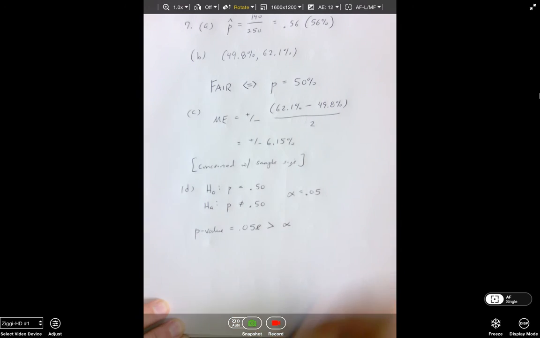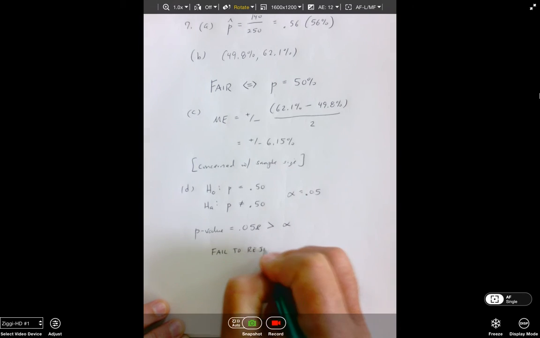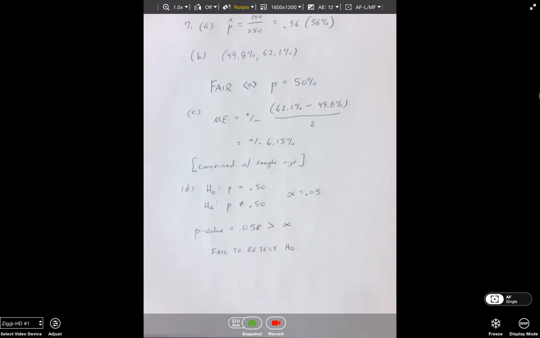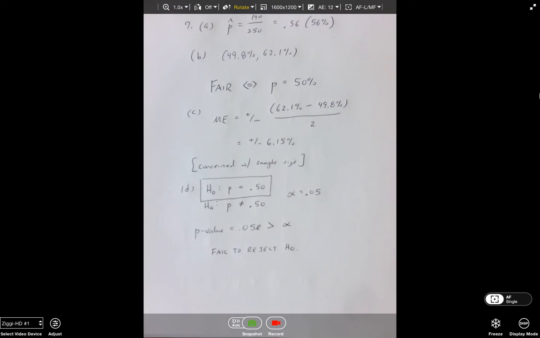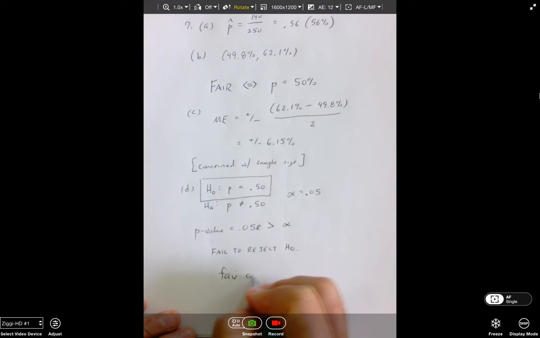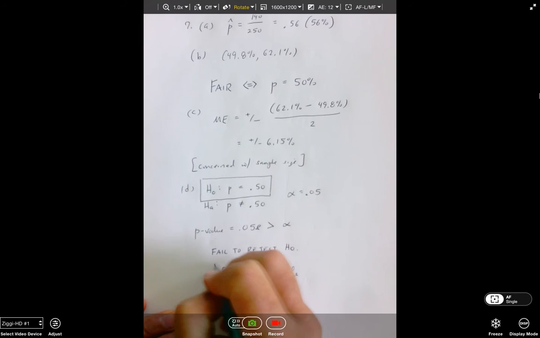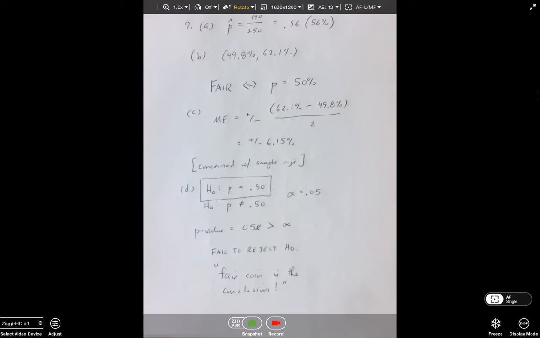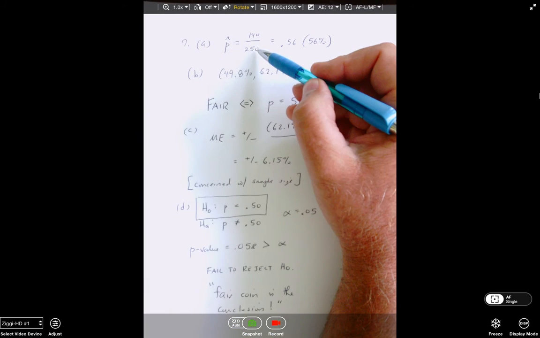Which is greater than my alpha. Fail to reject H sub O. Fail to reject H sub O says the most believable statement is your null hypothesis. P is 0.5, fair coin. It's close though.